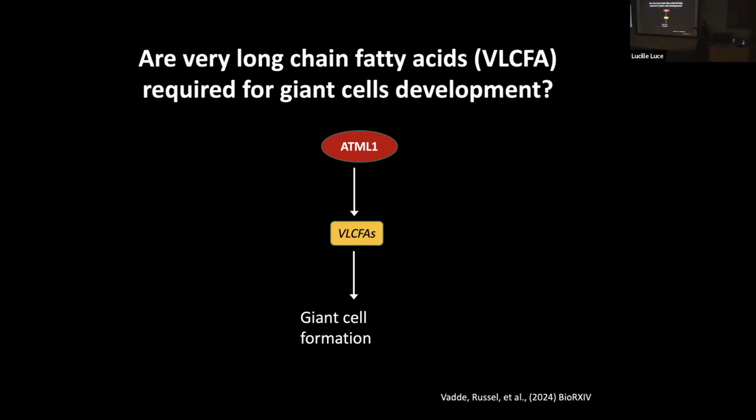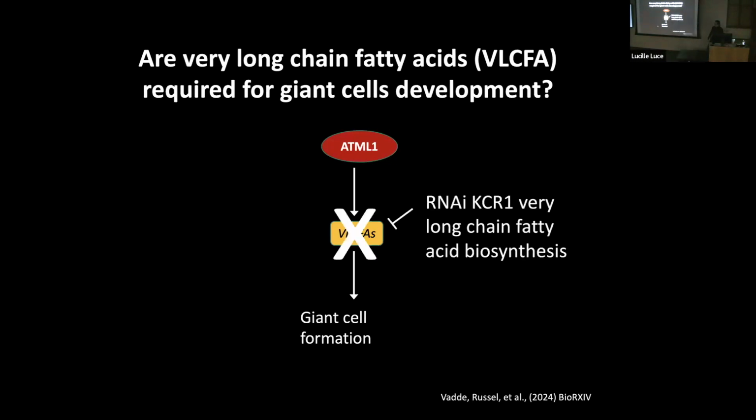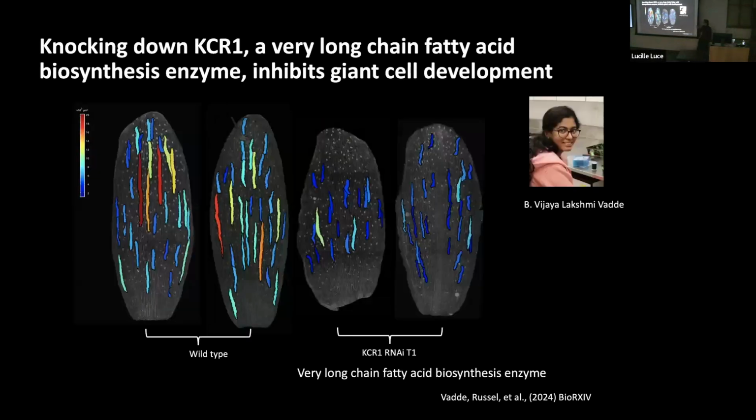So she had this hypothesis. We've got ATML1, it's activating biosynthesis of very long chain fatty acids and is making giant cells. How does she test this? So first of all, she starts by knocking down very long chain fatty acid biosynthesis and seeing if there's an effect on giant cells. So she did an RNAi on one of the very long chain fatty acid biosynthesis genes and found this super exciting phenotype.